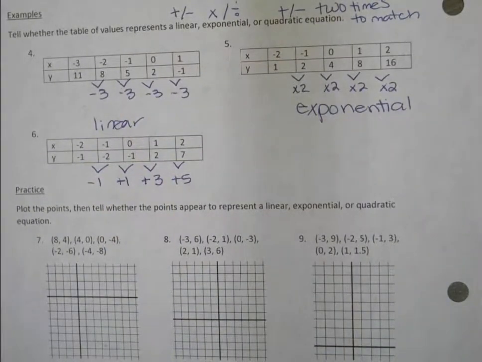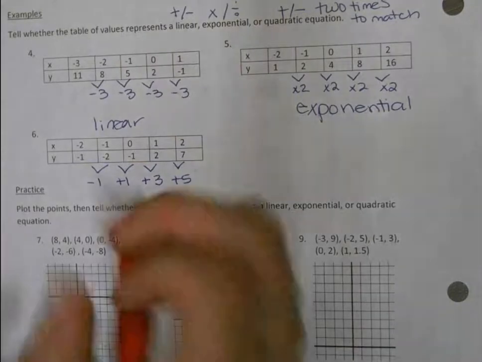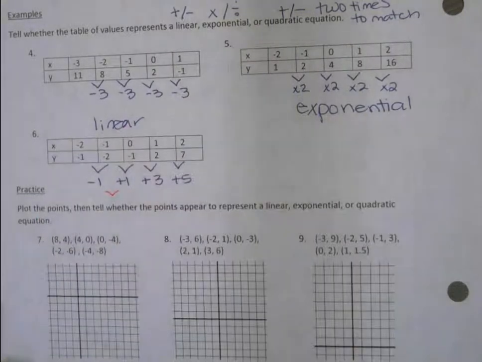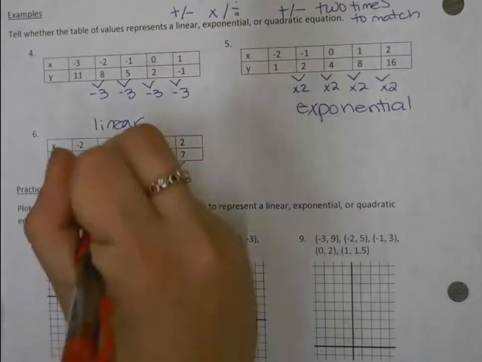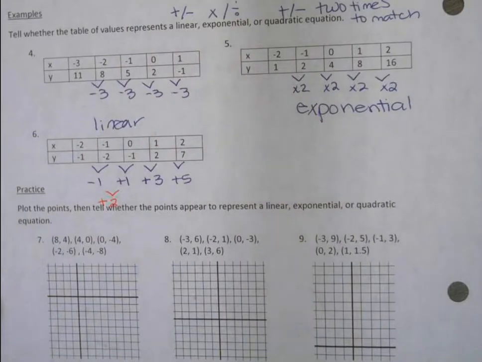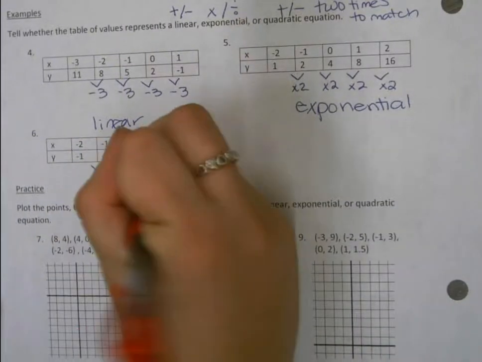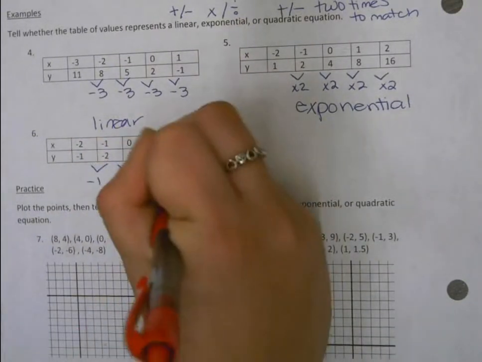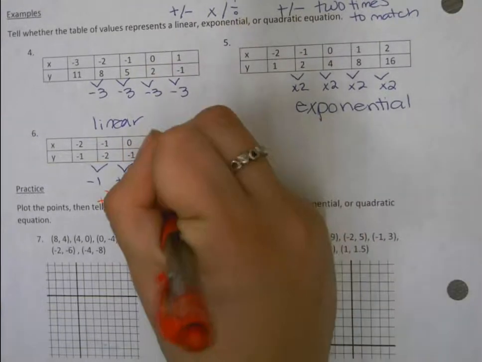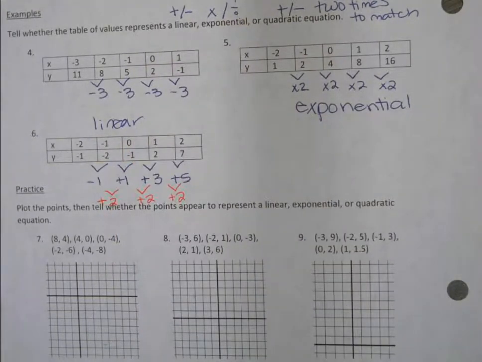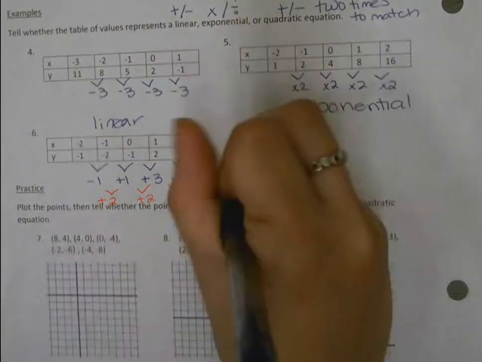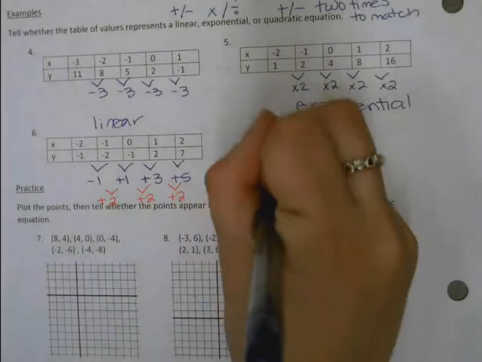What I need to do now is I need to go through and check the differences between those numbers. So from -1 to 1, I need to, not 1, 2. From 1 to 3, add 2. And from 3 to 5, add 2. So notice, this took me 2 tries, and the exponent in quadratics is 2. So this one is a quadratic equation.